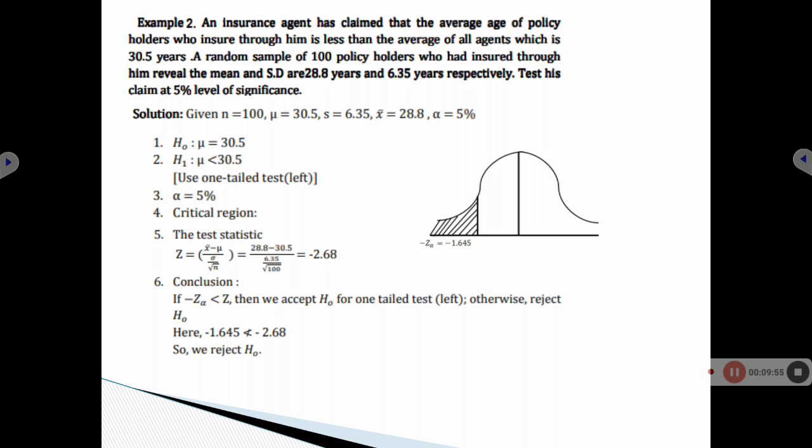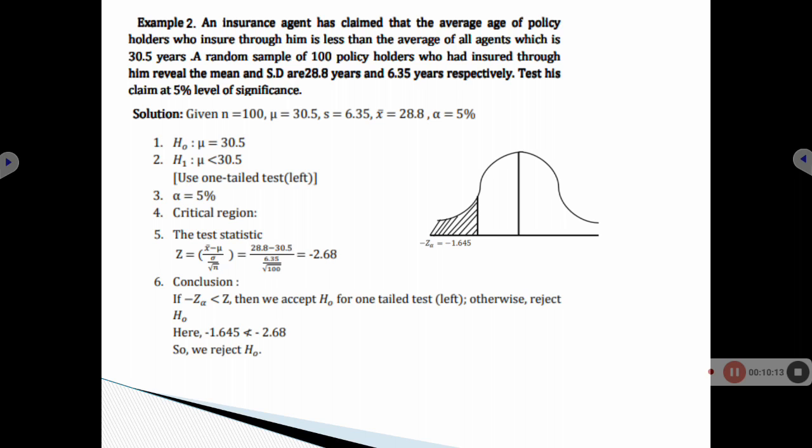So here the value of n is given as 100, and mu, that is the population mean, is 30.5, and the standard deviation is 6.35, and the sample mean is 28.8, and our level of significance is 5%.